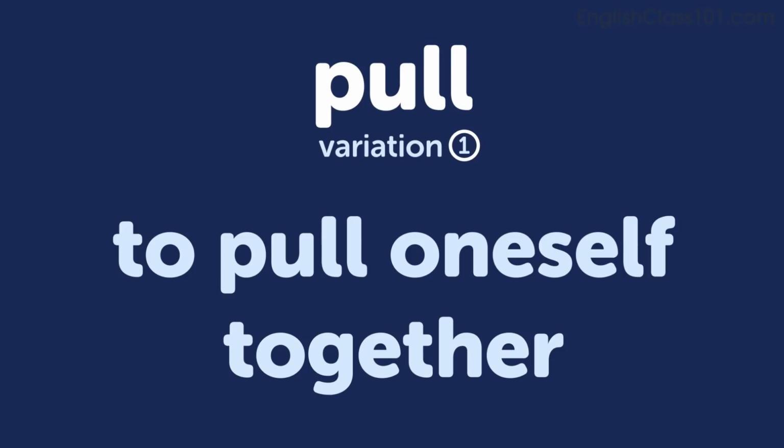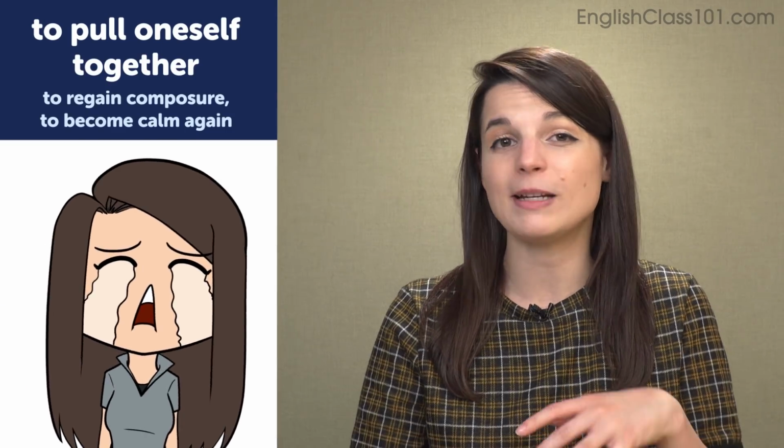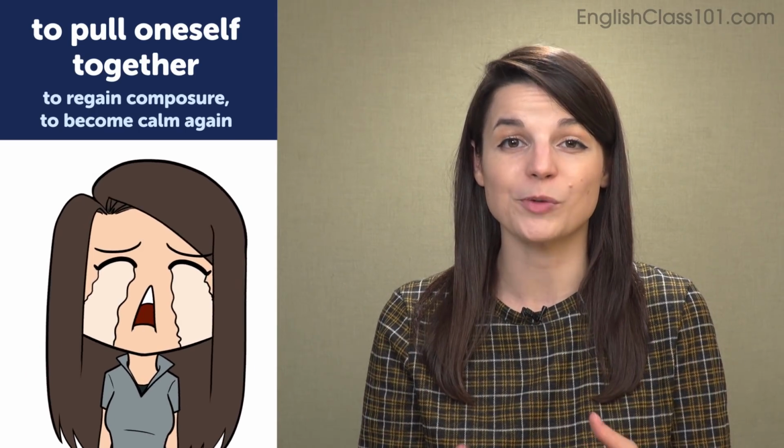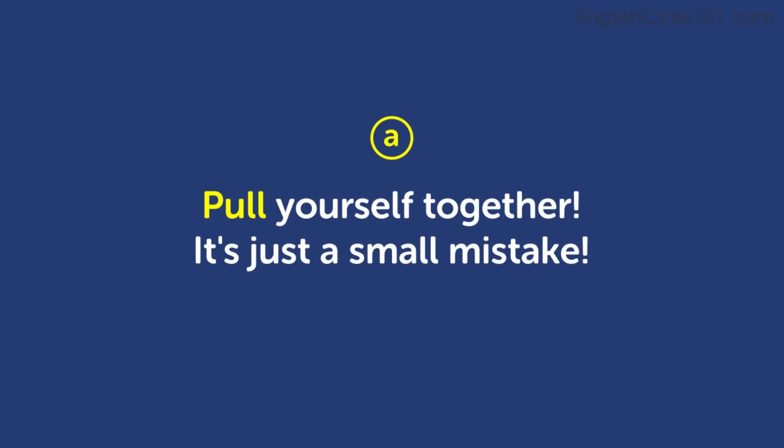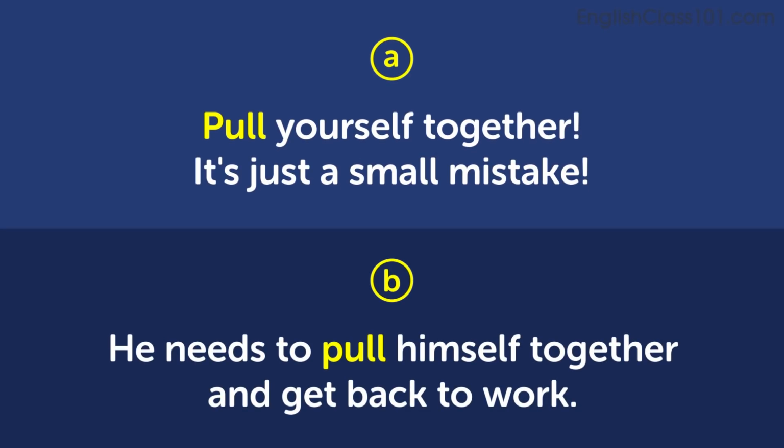So now let's move along to some variations and other ways to use this verb. The first expression is to pull oneself together. To pull oneself together means to regain your composure, to become calm once again. Examples. Pull yourself together. It's just a small mistake. He needs to pull himself together and get back to work.